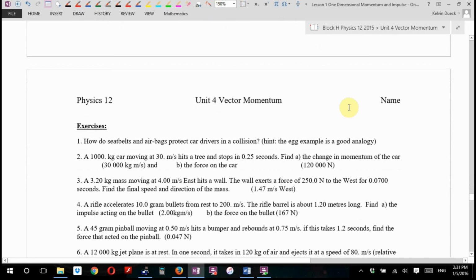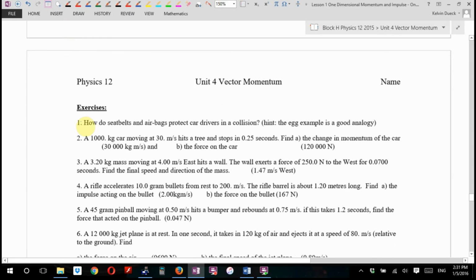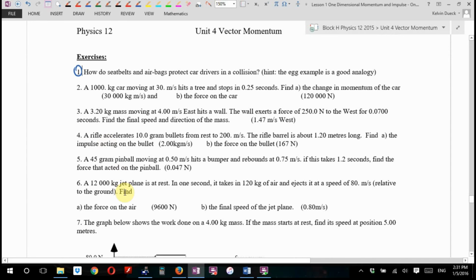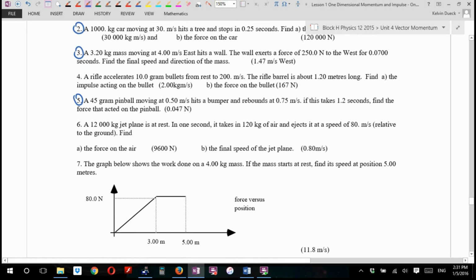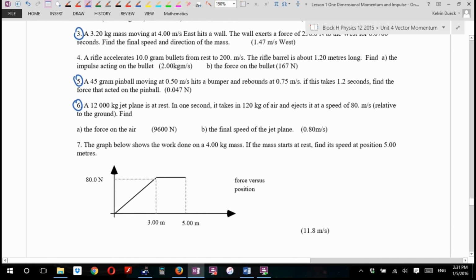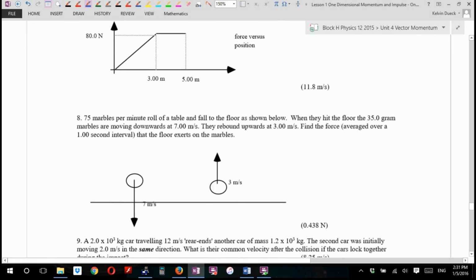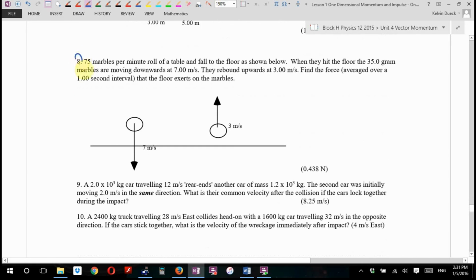I apologize. My lesson went about 10 minutes longer than I planned. But what's your homework? Number 1, no, you need to practice this. I'm sorry, but you do. Number 1 is good. 2 is good. I like number 3. Skip 4. 5 is good. 6 is good. I'm going to skip 7. I like number 8. Number 8 is a nice question.